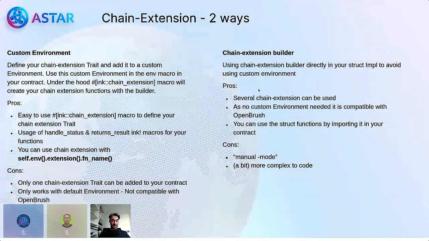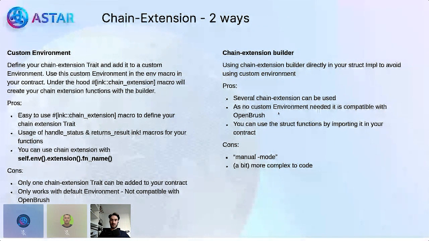The second way is the chain extension builder. So you use the chain extension builder directly. It does not use the ink chain_extension macro at all. Some pros are that several chain extensions can be used, as many as you want. No custom environment is needed, so it's compatible with a library that uses its own custom environment, for example OpenBrush. And you can use the struct function by importing it directly into a contract. So it's really easy. You just import the chain extension struct into your contract, and then you can use it directly.